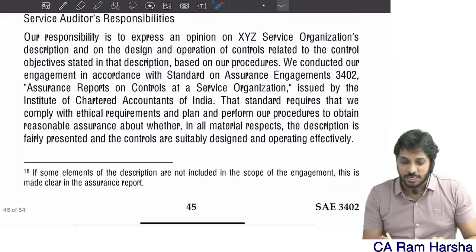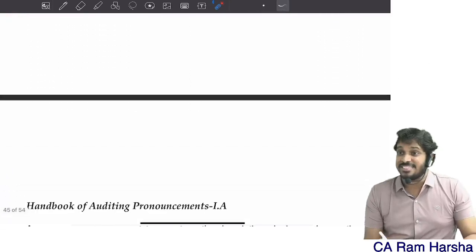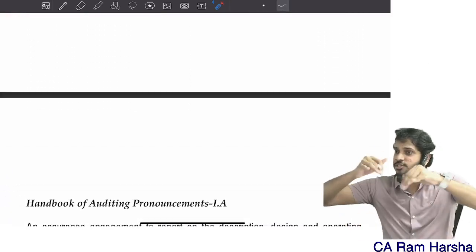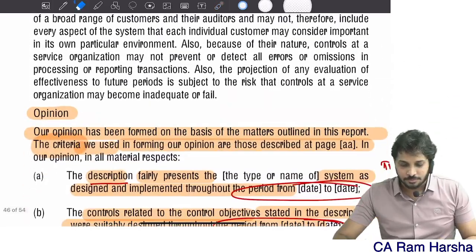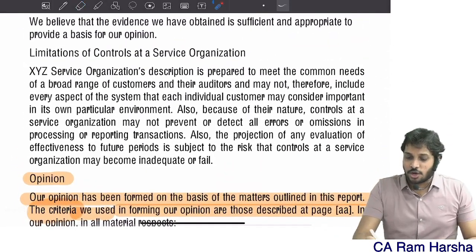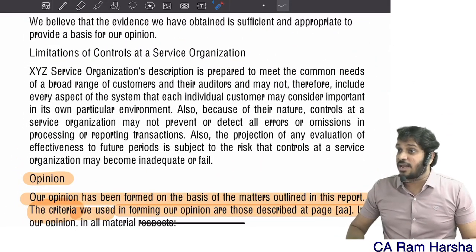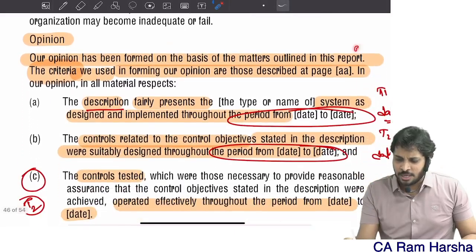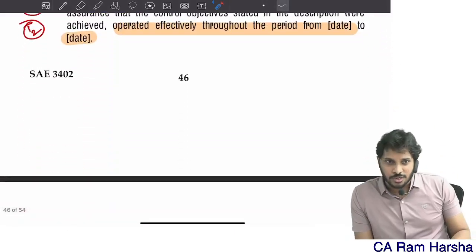This is actually called the service auditor's responsibility. Within this itself, the basis for the service auditor's opinion is also given. Getting it? Then they are talking about limitations. Service auditors will have some limitations, that also they are talking about. Then finally, the opinion. Are you clear?